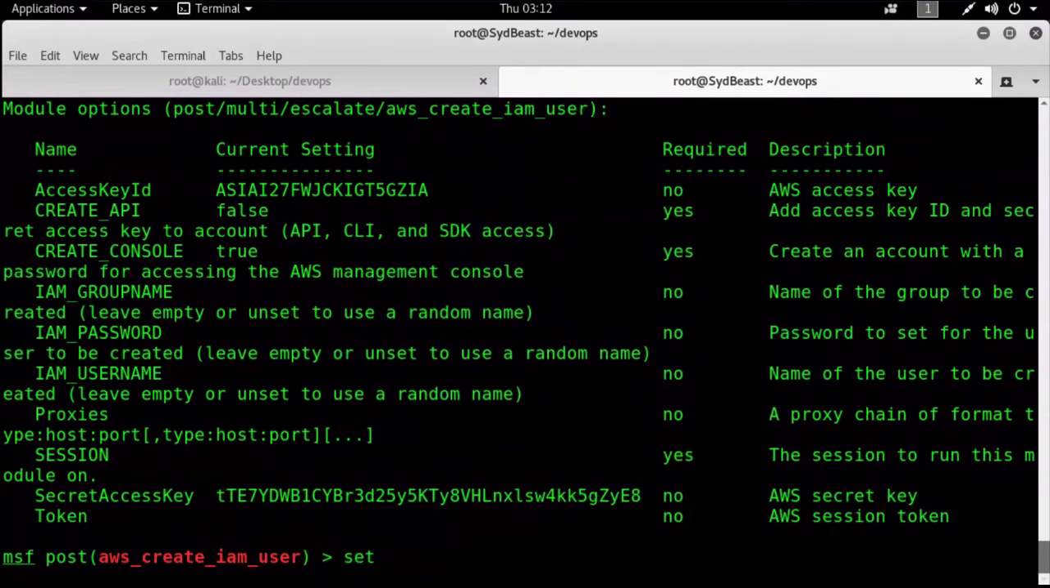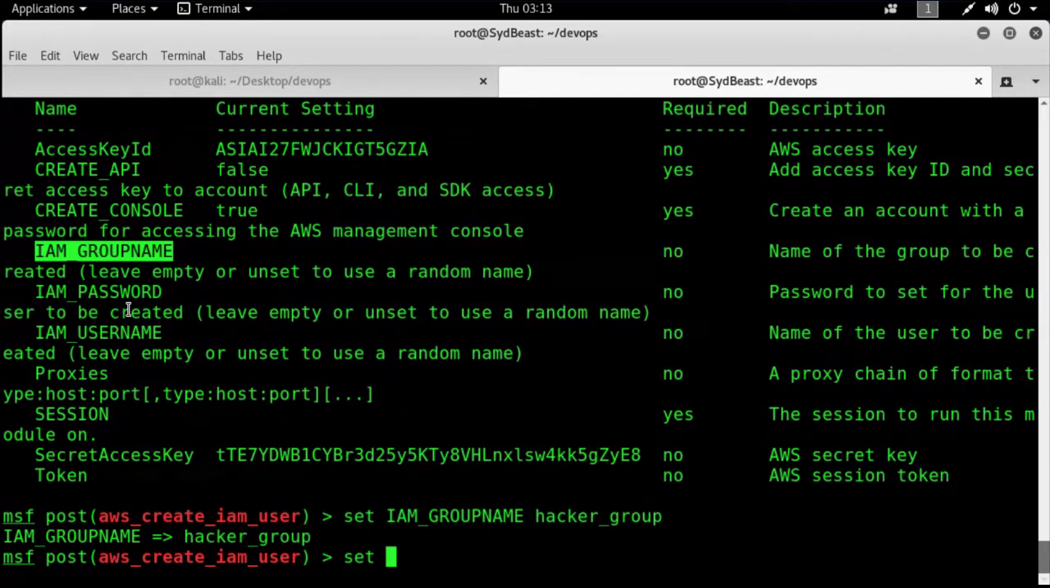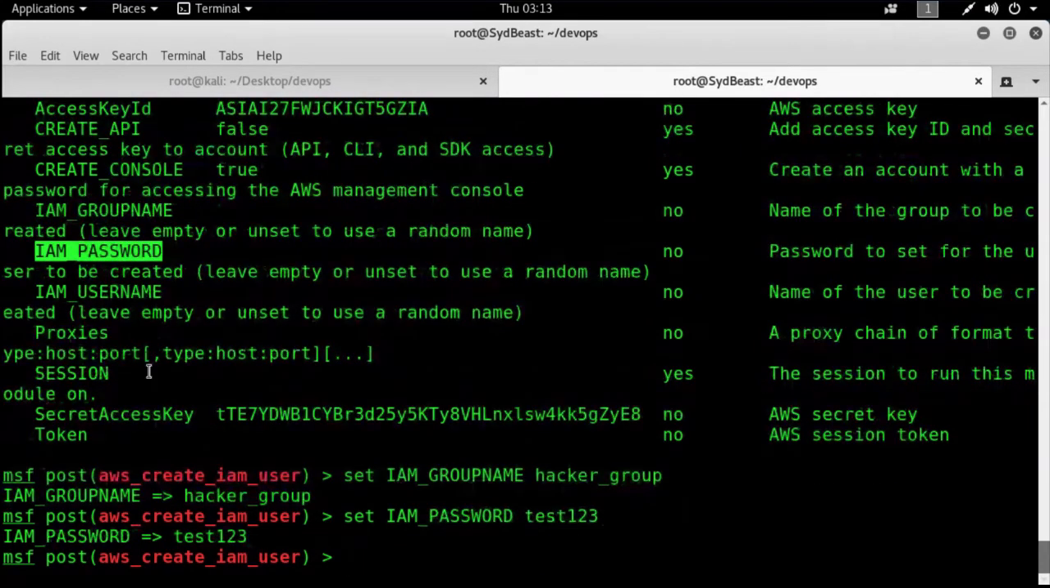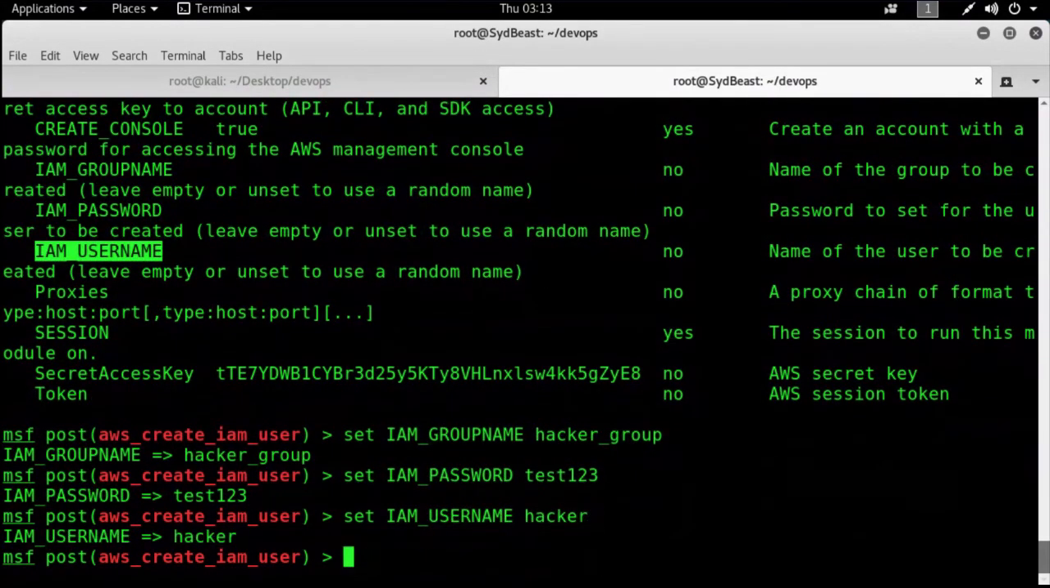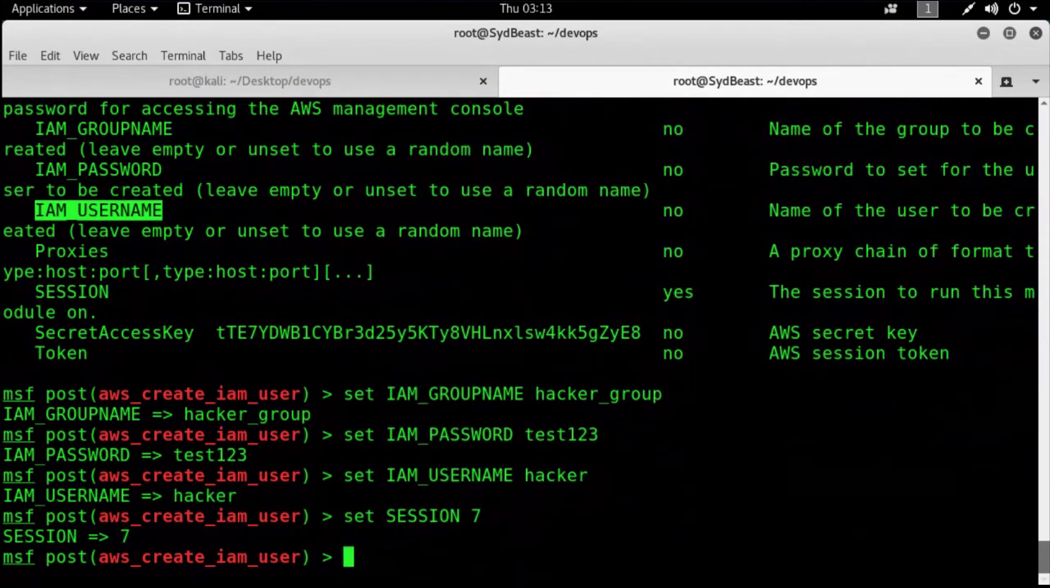So we're now using a module in Metasploit, which is the AWS Create IAM user. We need to set up some parameters here, such as a fictitious group name that we're going to create, which is called hacker group. This is going to have a very widespread policy, which we'll demonstrate at the end. And we also set up our password, in this case test123, and the username hacker. And now we're going to fire this off.